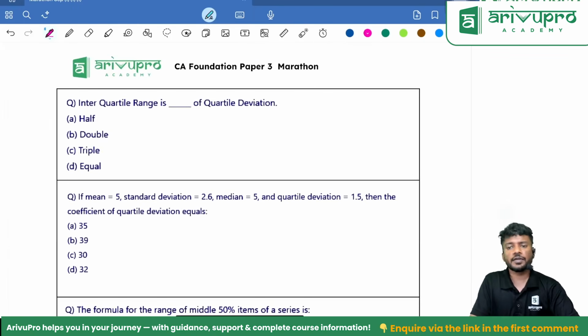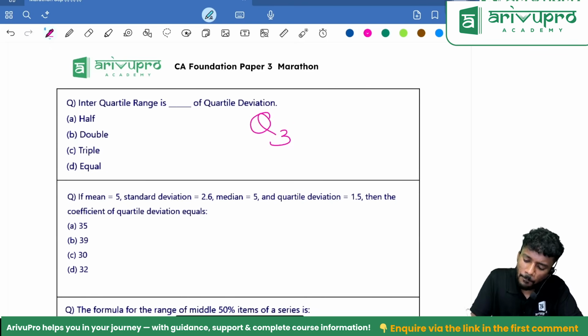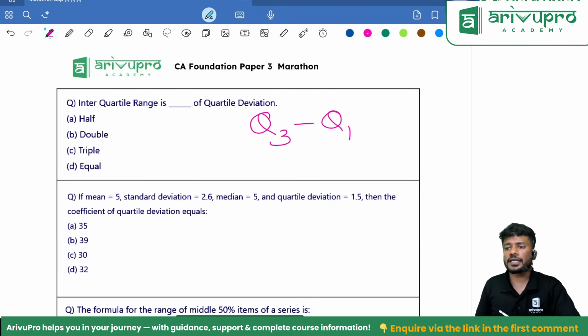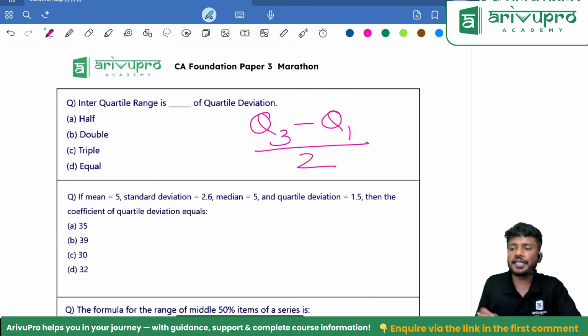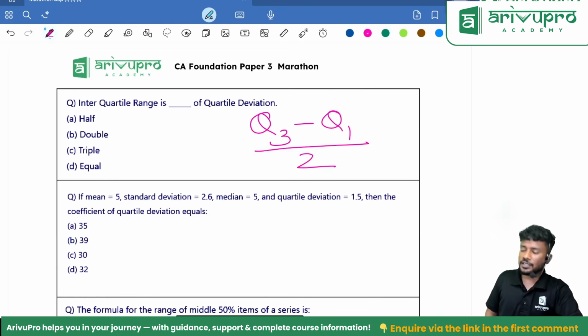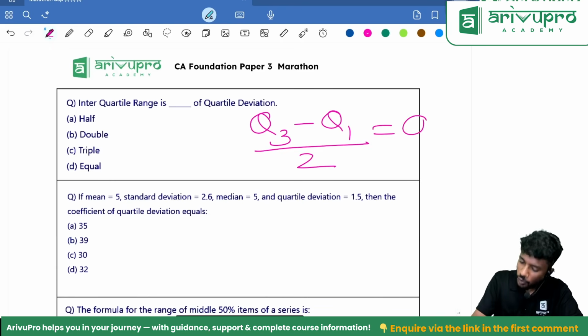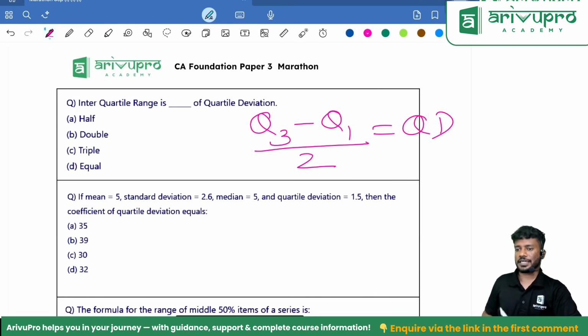Interquartile range. Very important. What do you mean by interquartile range? Q3 minus Q1 is called as what? The interquartile range. Okay. Then Q3 minus Q1 divided by 2 is called as what? The semi-interquartile range or quartile deviation. Keep a note.